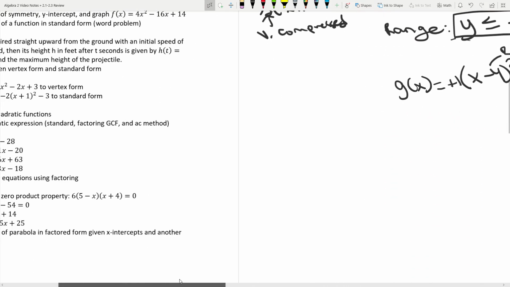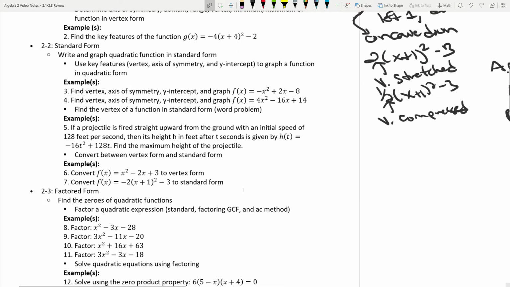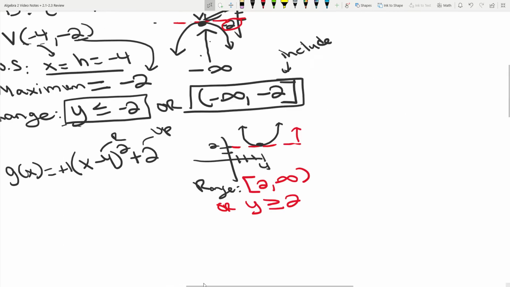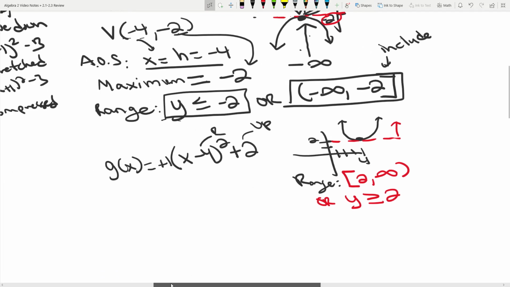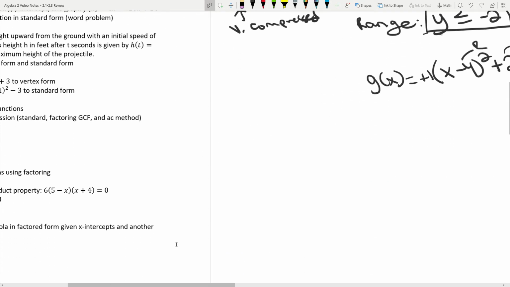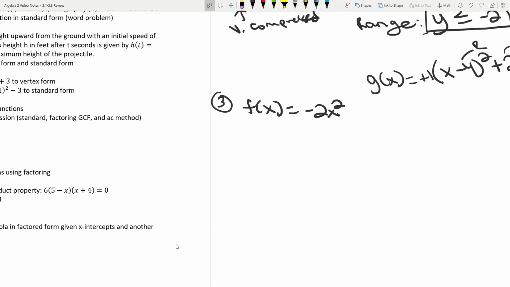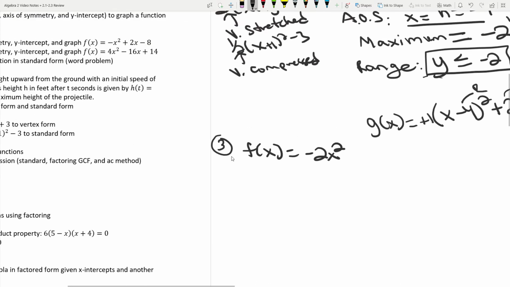All right, so now let's look at the next problem. Number 3, find the vertex, axis of symmetry, y-intercept, and graph of negative x squared plus 2x minus 8. Let's rewrite that problem. So this is number 3. It's negative x squared, my bad. Plus 2x minus 8.